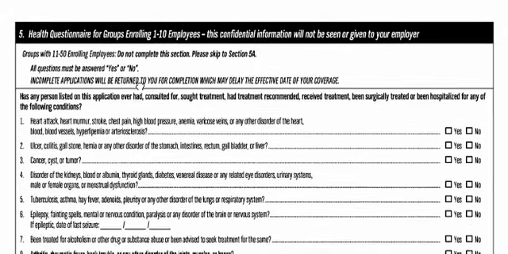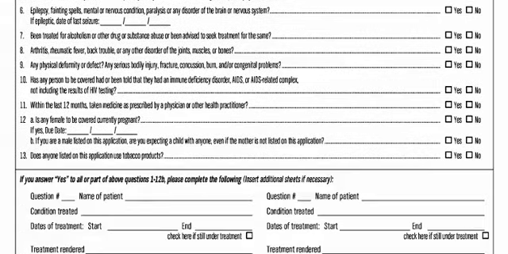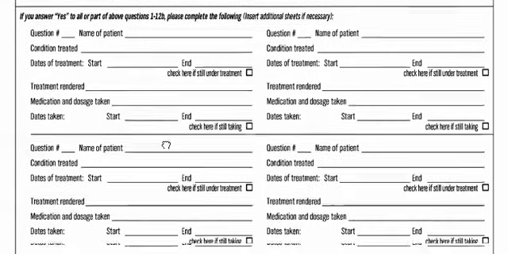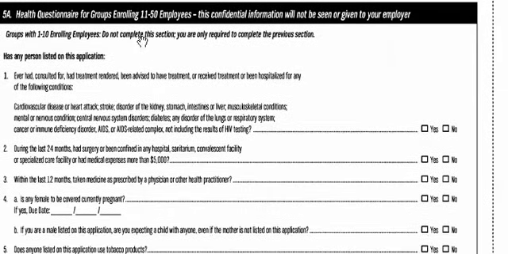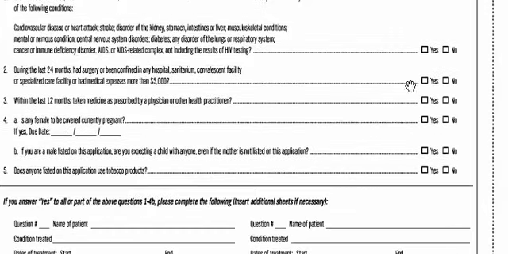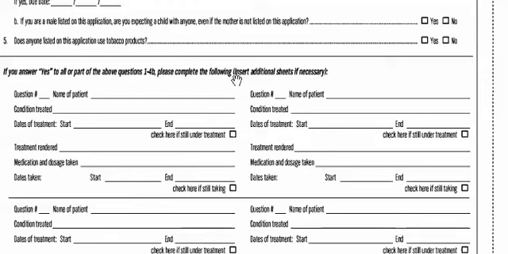As a matter of fact, we can skip Section 5 because this is for 1 to 10 employees and your company has more than that. So we continue to the next section, which is Section 5A. Groups enrolling 11 to 50, that's what your company has. Answer these questions by checking the necessary boxes. Okay? If you have any yes answers, complete this area down here and explain.